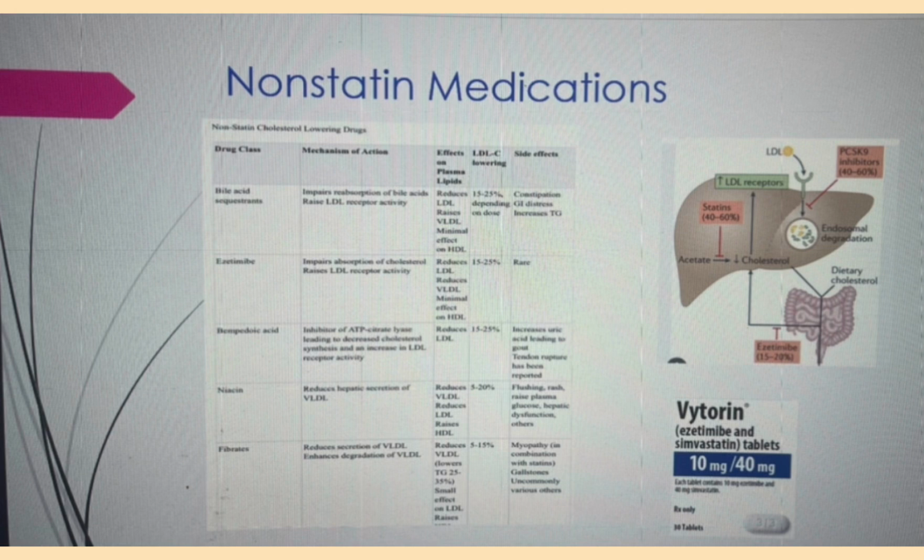So the first in the list is bile acid sequestrants. It impairs the absorption of the bile acids. So the liver has to produce more bile acids. So it uses the cholesterol to do that. So thereby it reduces the cholesterol level.